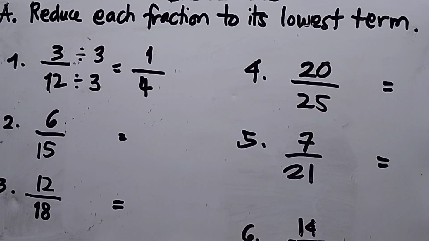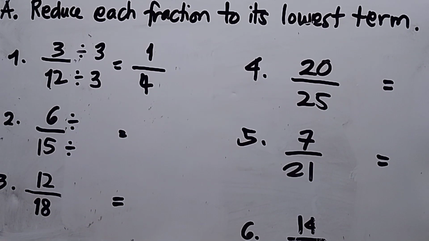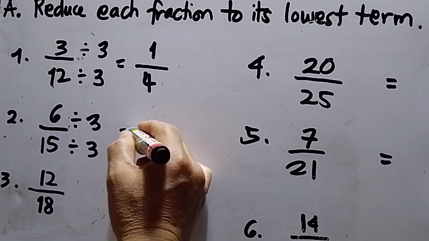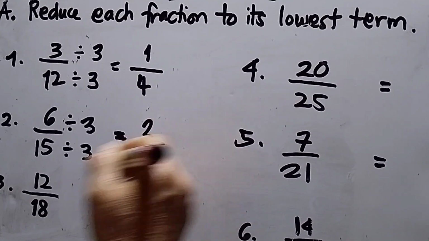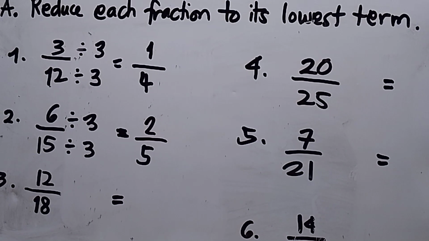How about number 2? What number can we divide the numerator and denominator? So, again, this is 3. 6 divided by 3 is equal to 2. Then 15 divided by 3 is 5. So, my answer for number 2 is 2 over 5.